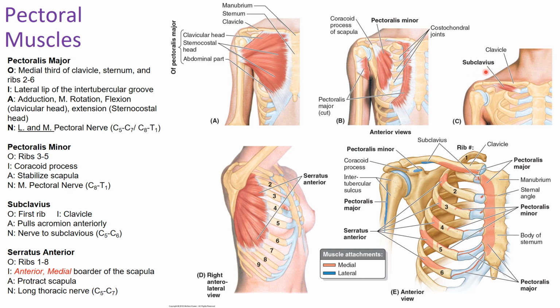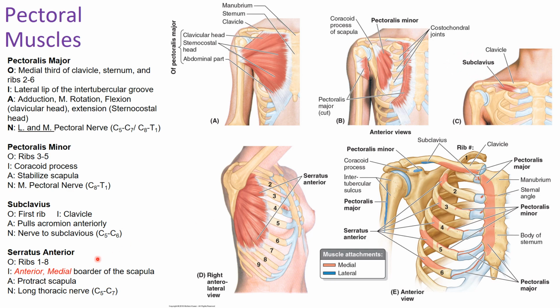Now, the subclavius muscle is going to be innervated by the nerve to the subclavius. It's really awesome that this nerve has a muscle name in it. So nerve to subclavius is innervating the subclavius. The nerve to subclavius is spinal segment C5 and C6. So C5 and C6 make up the nerve to subclavius, and that is going to innervate the subclavius muscle.